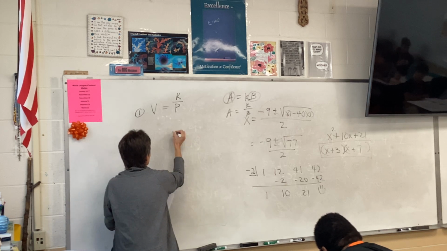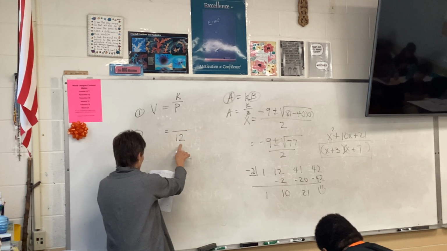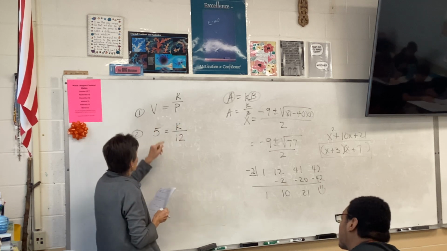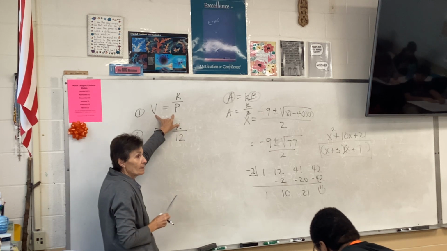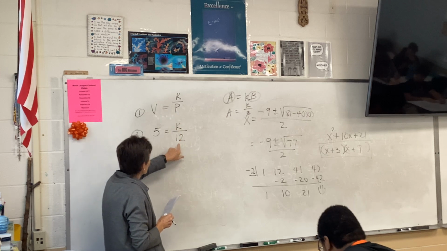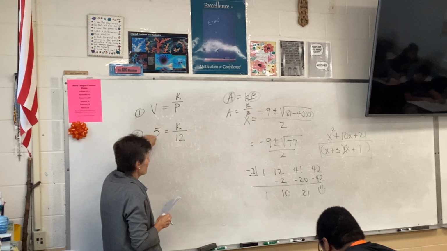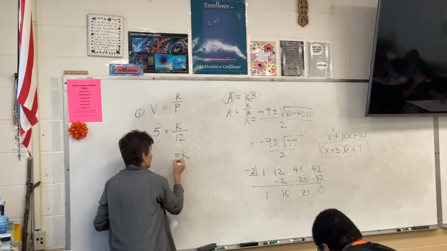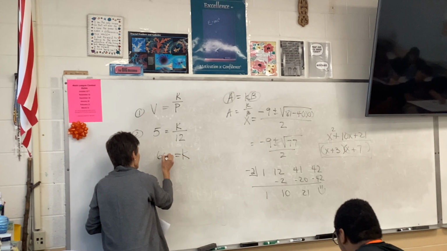All right, sentence two. If the pressure is 12, the volume is 5. So there's my formula. I'm plugging in 12 for pressure and 5 for volume. So what is K? 60.